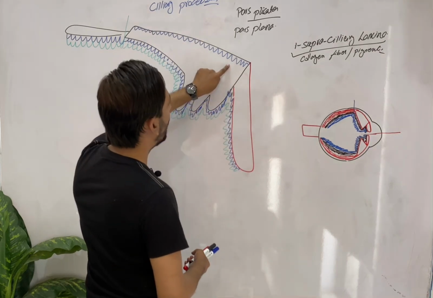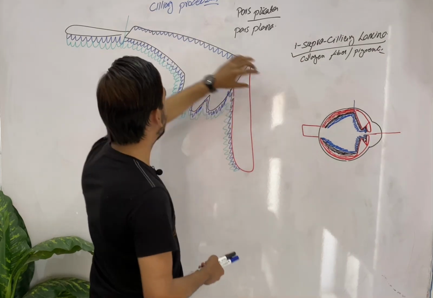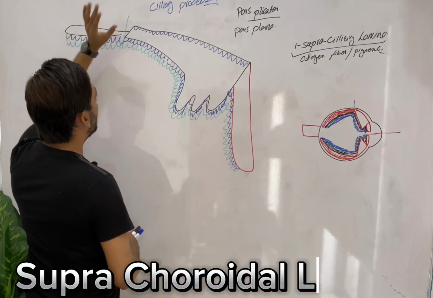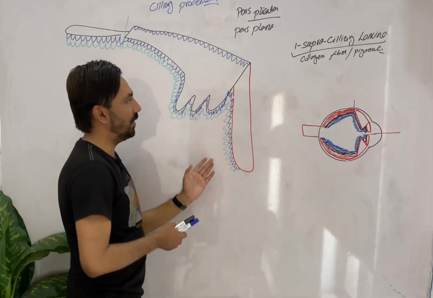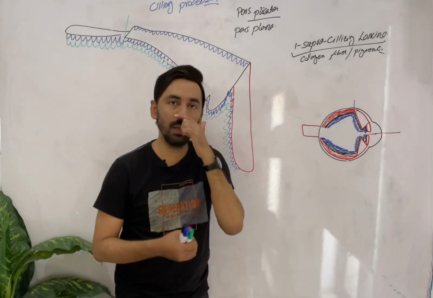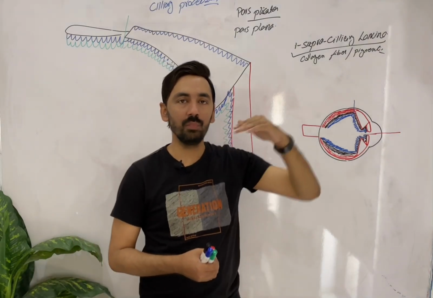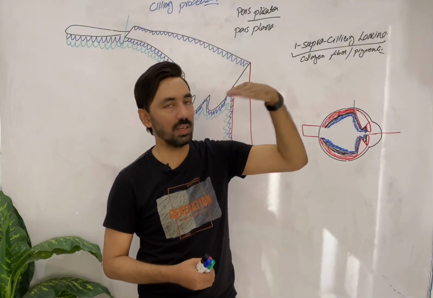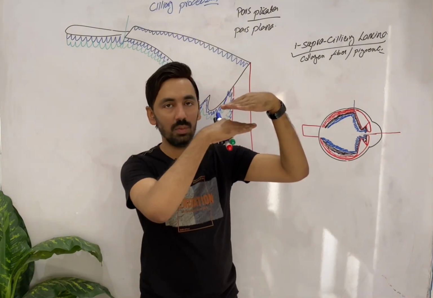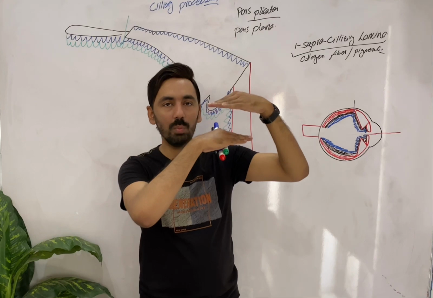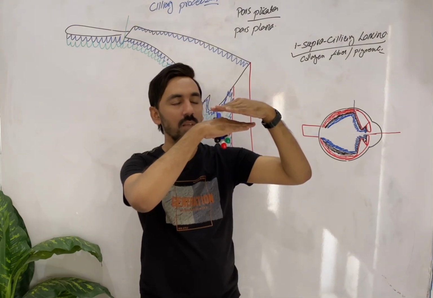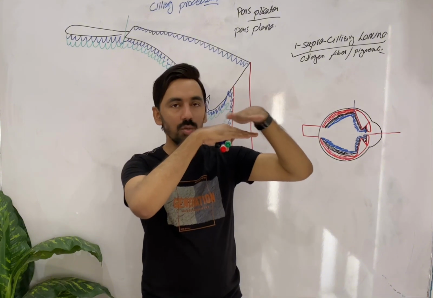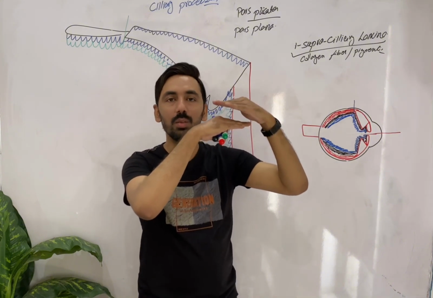So this supraciliary lamina is actually the continuation of the suprachoroidal lamina. In the previous video, we discussed the suprachoroidal lamina. What is the suprachoroidal lamina? It is a space, a thin connective tissue between the sclera and the choroid itself, right? So this is the sclera, the outermost structure, and beneath the sclera there is the choroid, and between the sclera and the choroid, this space of thin connective tissue is called the suprachoroidal lamina.